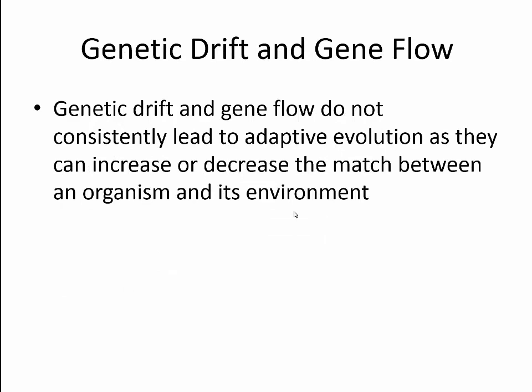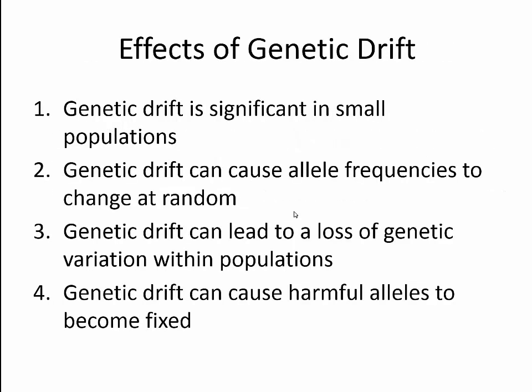Genetic drift and gene flow do not consistently lead to adaptive evolution, as they can increase or decrease the match between an organism and its environment. The effects of genetic drift, let's see, what are they? One, genetic drift is significant, but only in small populations. Genetic drift can also cause allele frequencies to change at random. Genetic drift can lead to a loss of genetic variation within populations. And genetic drift can also cause harmful alleles to become fixed.